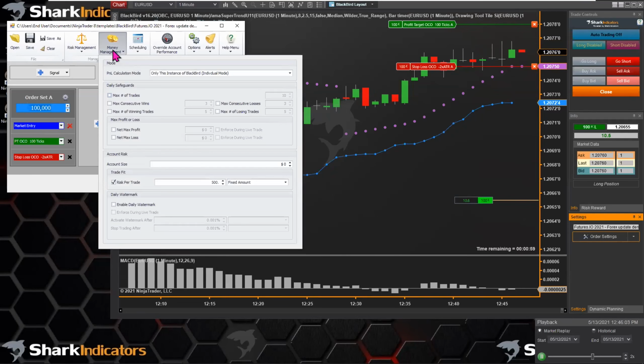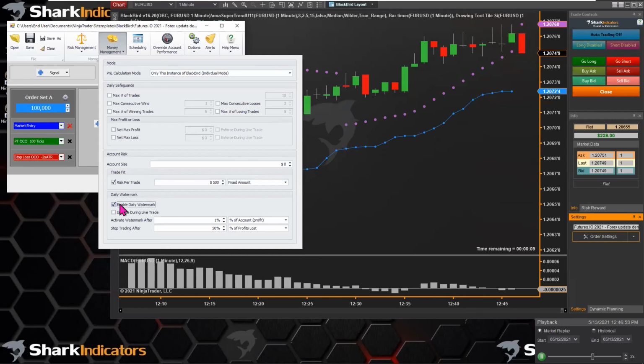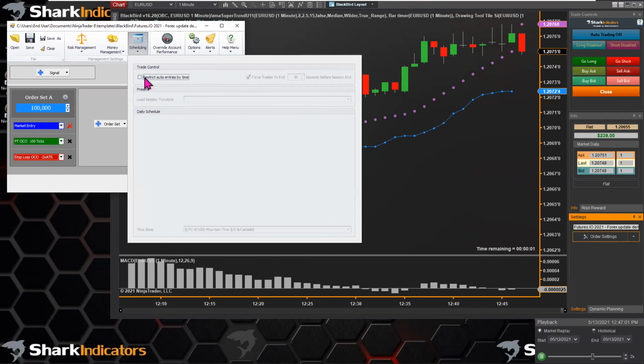I'm going to demo that in a moment, but you can also see there's a whole bunch of other money management capabilities. Obviously the basic ones, like stop trading after a maximum amount of profit or stop trading after a maximum loss amount, things like that. If we have time, I'll cover the watermark here. I'll get back to the watermark. That's a cool capability. We also have a scheduler.